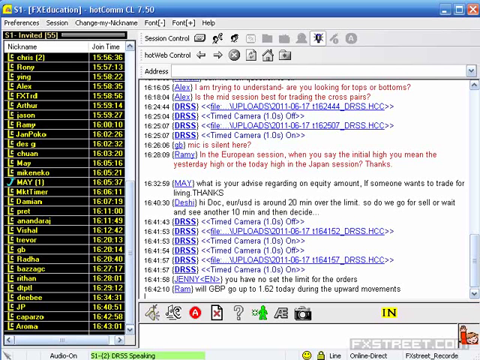Then in the mid-session, best for trading the crosses. Yes, mid-session, if you trade in crosses, it will be ideal. You will be able to quickly book profit before the end of the session or before the next mid-session. So now, European mid-session, I have taken a position. So before US mid-session, I will be able to take a position.